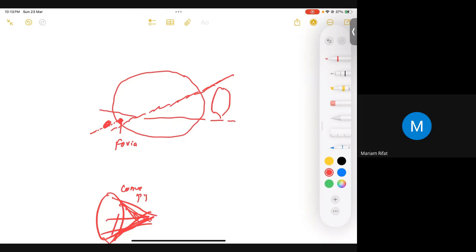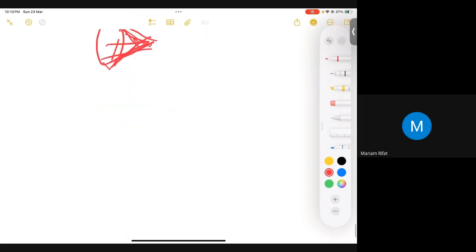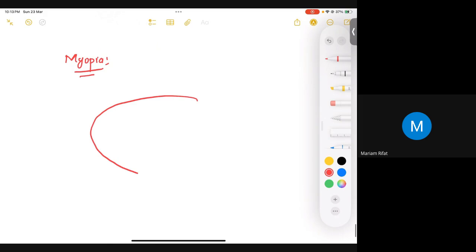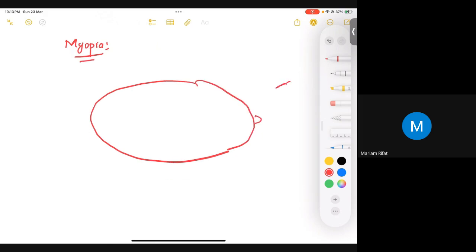Yes, sir. Perfect. So we have another condition which is known as myopia. What is myopia? Myopia is also known as nearsightedness. In this case, we are going to have a too long eyeball, right? The eyeball is going to be very long. So as a result of this long eyeball, the image would be formed in front of the fovea. It won't be on the fovea or on the retina, because the fovea is part of the retina, right?